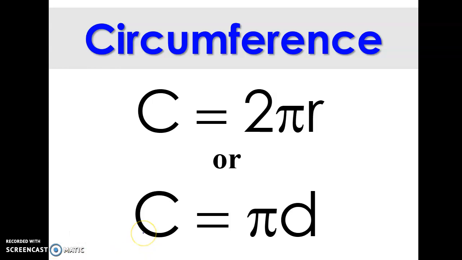Remember, we can rewrite these. You can write your circumference as pi times 2r as well. And thinking about that 2r as one amount, it will help when you're solving problems later on.